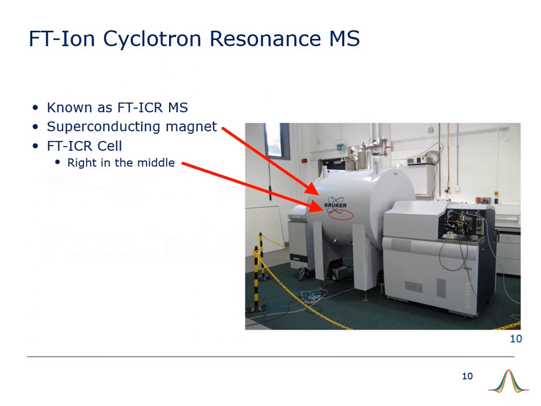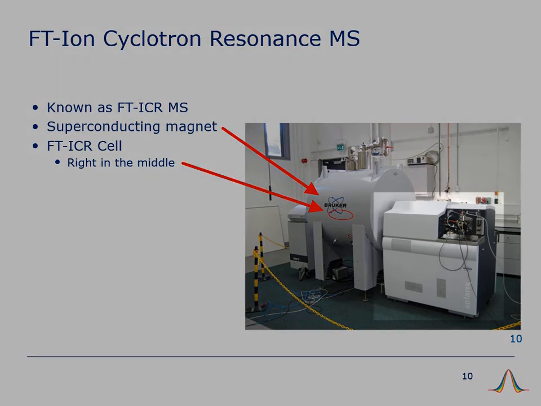Here is an ICR instrument. This is actually the one at the University of Warwick in the UK. The big cylinder in the middle is the superconducting magnet. In the middle of the magnet is an ultra-high vacuum chamber, and that houses the ICR cell. And this part on the right is known as the cart.